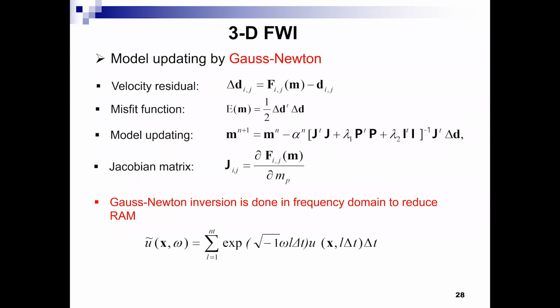So we have to do it in the frequency domain. Instead of storing 1,000 time steps, we only store a few frequencies. So we do inversion for 3 frequencies at a time. We calculate everything in time domain, but store in frequency domain and do inversion in frequency domain. So it's kind of a hybrid time and frequency domain here. So we can reduce the required RAM a lot. Instead of 1,000 time steps, we do only 3 frequencies, so it significantly decreases the required memory.